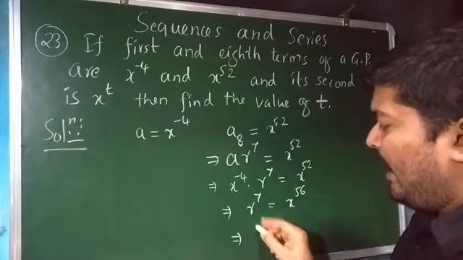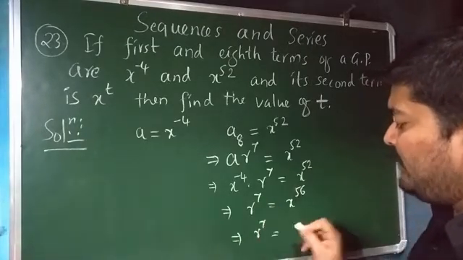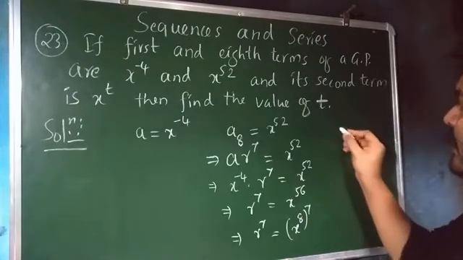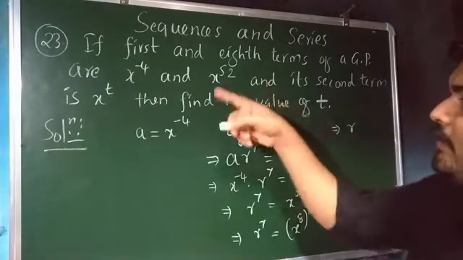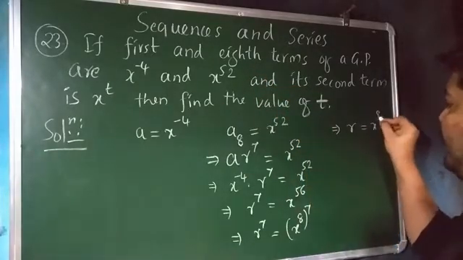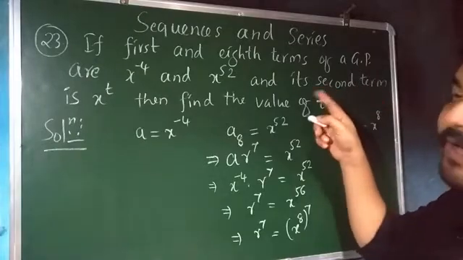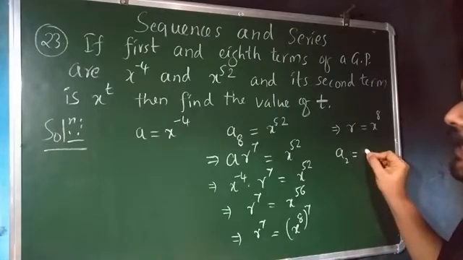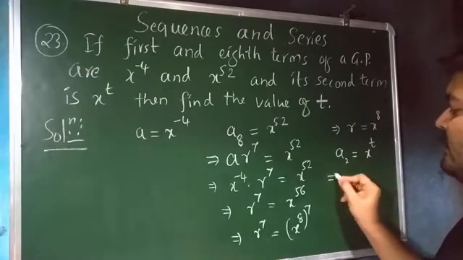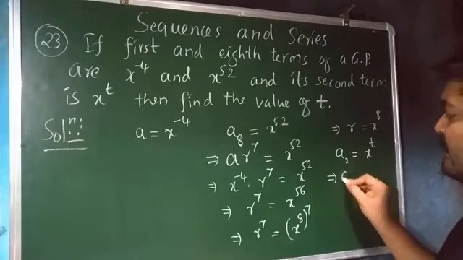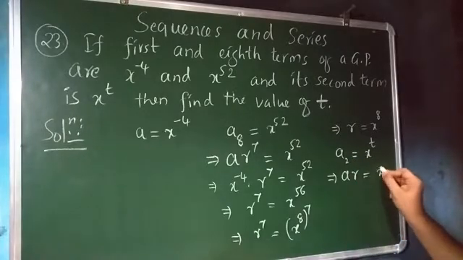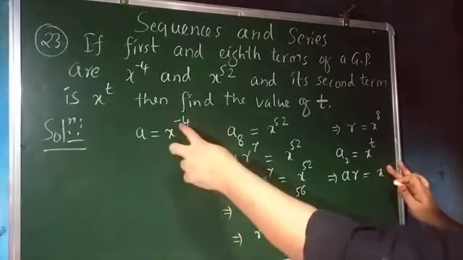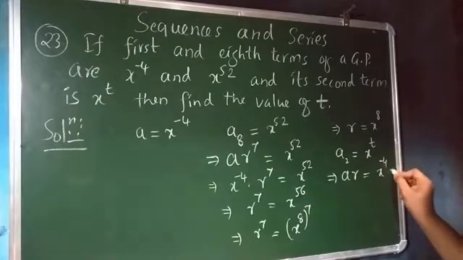Now this implies r power 7, this one can be written as x power 8 whole power 7. Therefore, the common ratio of this particular GP is x power 8. Now your task is to find out the value of t. Further, what they have given, a2 is equal to x power t. Apply the formula for a2, that is a into r, that is x power minus 4 into x power plus 8.